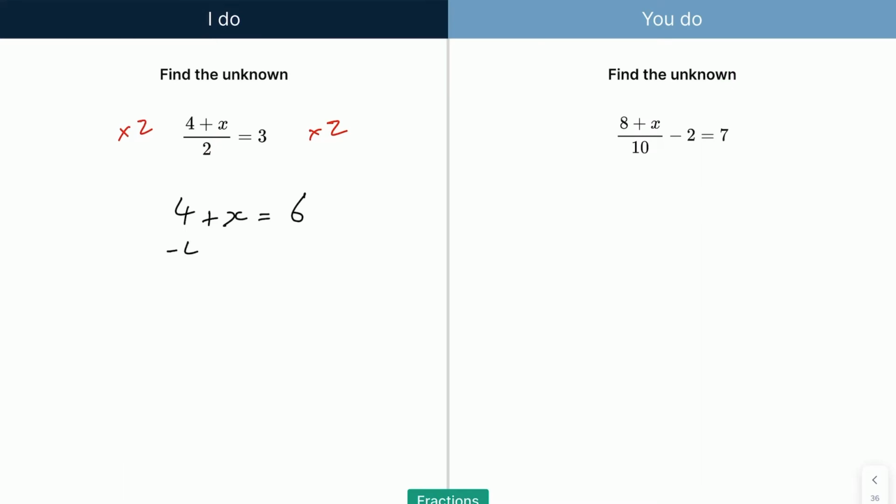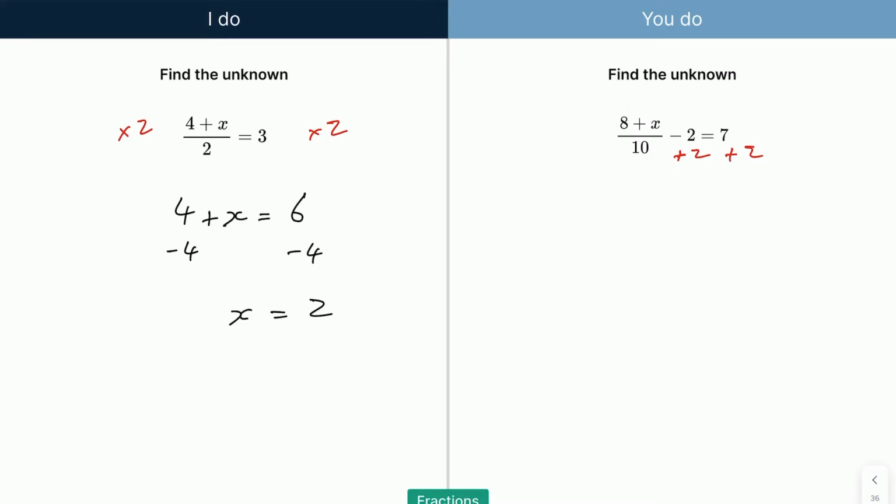And now I can subtract 4 on this side and 4 on this side, and we have x is equal to 2. So that's that done. And again, hopefully you've pressed pause and had a go at the example on the right. So here, I would first get rid of the minus 2. So I would add 2 on each side. That's the easiest thing to start with.